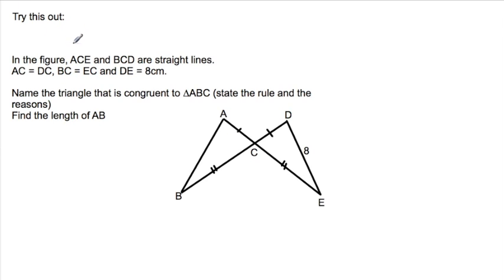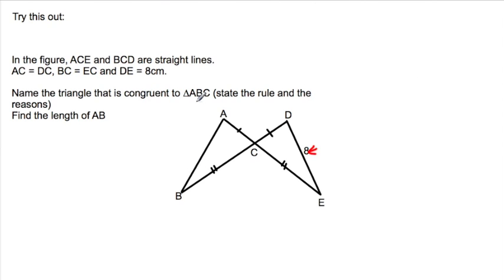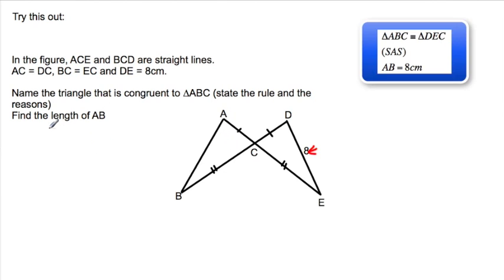What I want you to do is think about all those different types of congruence, and you're going to try this out. In the figure, ACE and BCD are straight lines. AC equals DC, BC equals EC, and DE is 8 centimeters. Name the triangle that is congruent to triangle ABC, and state the rules and the reasons. Then find the length of side AB. Good luck.